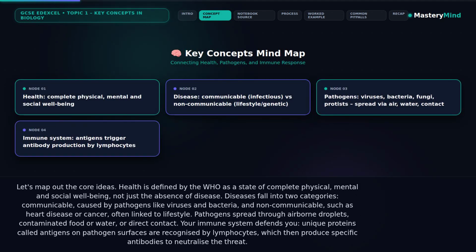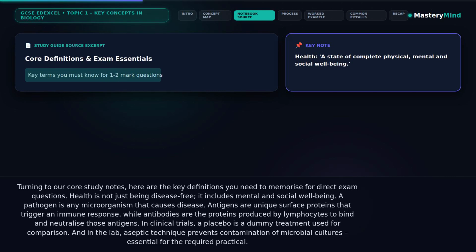Health is defined by the WHO as a state of complete physical, mental, and social well-being, not just the absence of disease. Diseases fall into two categories: communicable, caused by pathogens like viruses and bacteria, and non-communicable, such as heart disease or cancer, often linked to lifestyle. Pathogens spread through airborne droplets, contaminated food or water, or direct contact. Your immune system defends you. Unique proteins called antigens on pathogen surfaces are recognized by lymphocytes, which then produce specific antibodies to neutralize the threat.